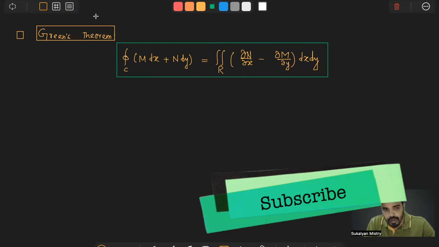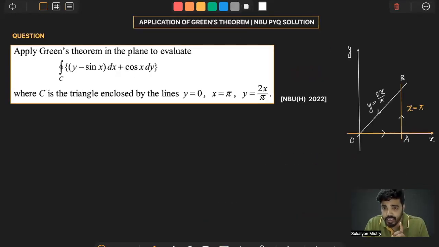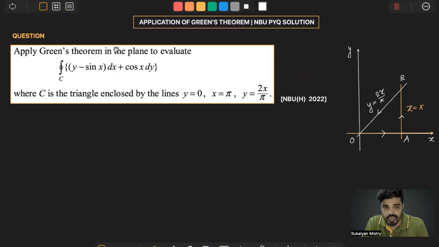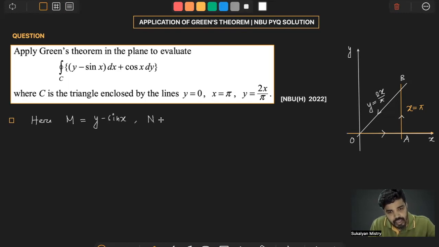But for this problem, what is M? M is the coefficient of dx. What is N? N is the coefficient of dy. So here M is y minus sin x, and N is cos x. Okay, so solution. Here M is equal to y minus sin x, M dx plus N dy, and N is cos x.